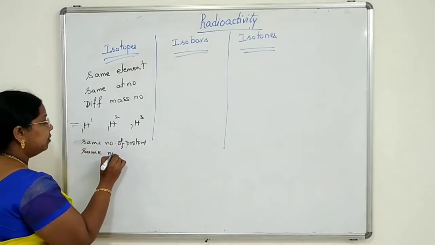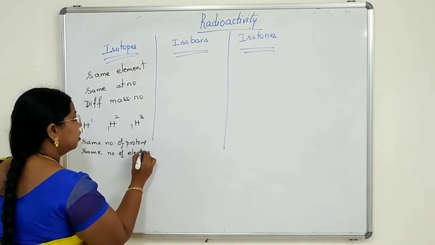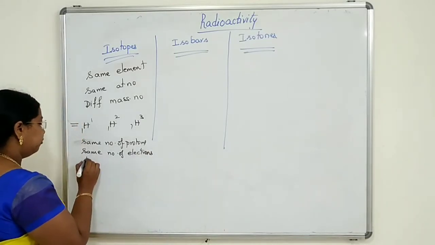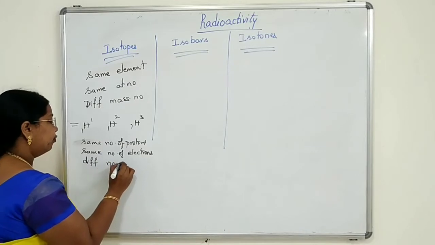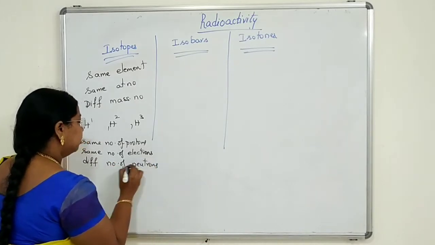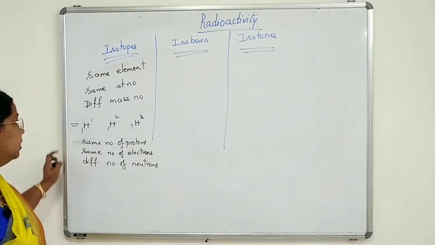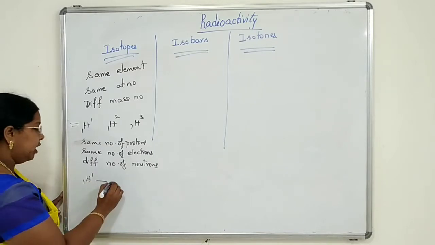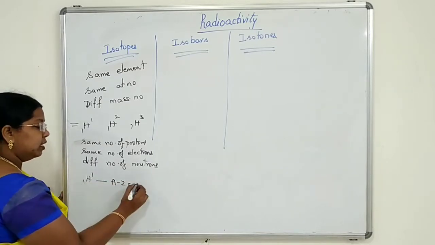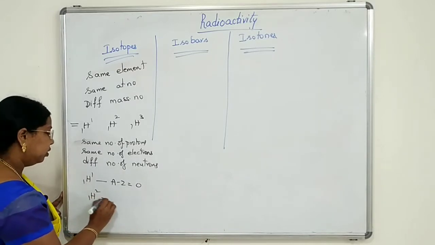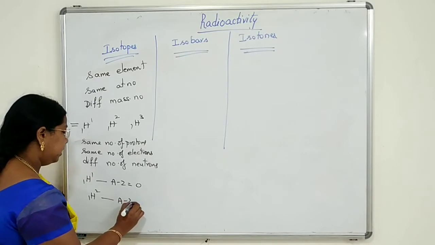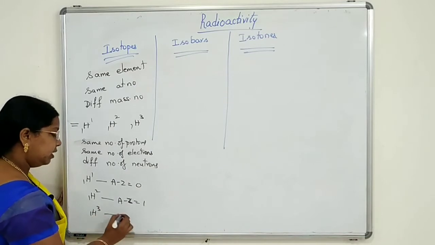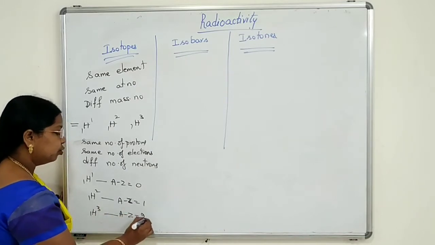Same number of electrons, but different number of neutrons. Neutrons are different. See here students, A minus Z is the number of neutrons. H 1 1, number of neutrons, A minus Z, 1 minus 1, 0. H 1 2, number of neutrons, A minus Z, 2 minus 1, 1. H 1 3, A minus Z, 3 minus 1, 2.